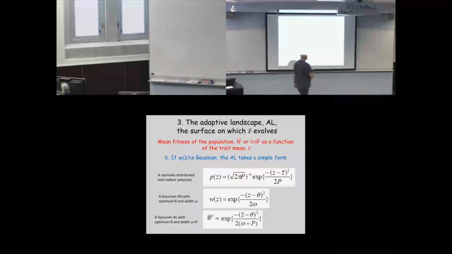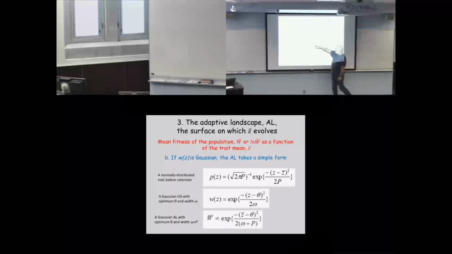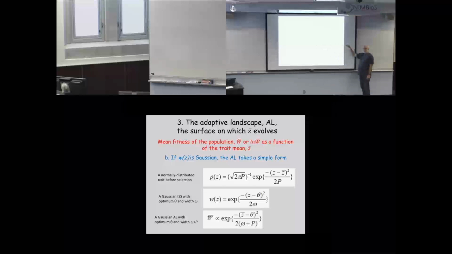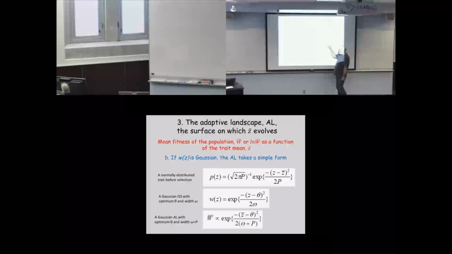All right, and these are just our results. So if we have a normally distributed trait, this is the definition for a normal distribution. Remember, this is our P of Z, the trait distribution before selection. Here's its mean. Here's its variance. Standard correction term, so that it integrates to 1. Seen it for the first time? Don't trust me. Google the normal distribution. This function should come up.